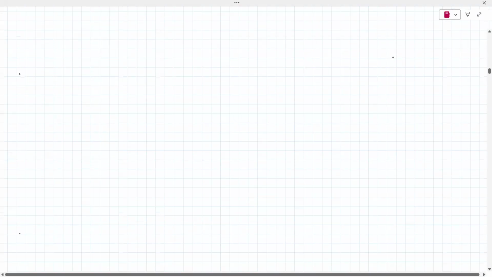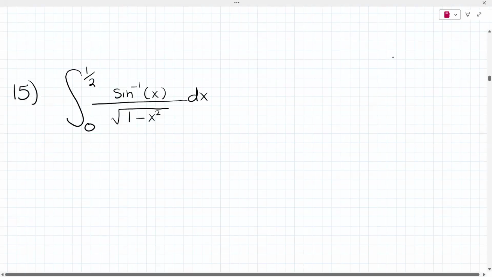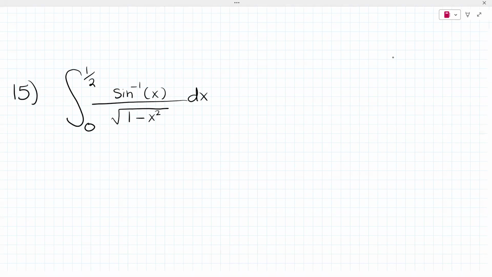Let's move on to 15. So let's say we have the integration. Now we have boundaries, so we can no longer put a plus c. Our lower boundary is 0, and our upper boundary is positive 1/2. And we have sin inverse of x over square root of 1 minus x squared dx.